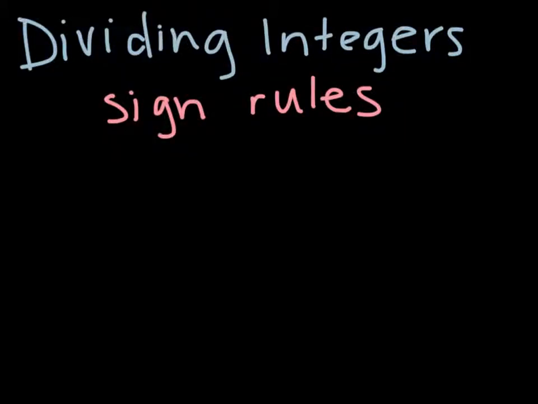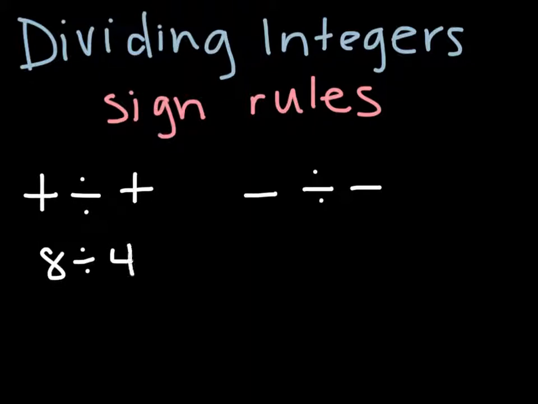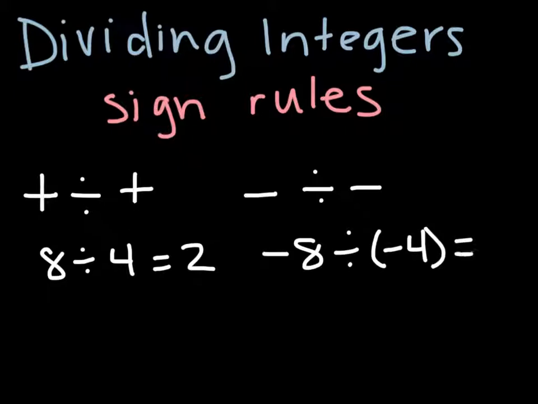Now let's work with dividing integers, and we'll begin with sign rules. The quotient of two integers with the same sign will always be positive. If we divide a positive number by a positive number, our quotient is positive. If we divide a negative number by a negative number, our quotient is also positive.